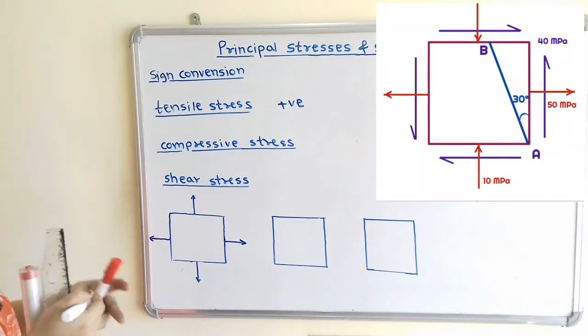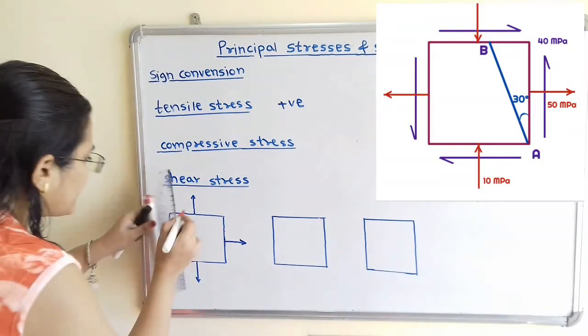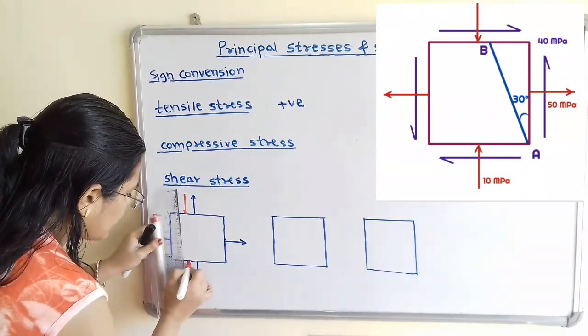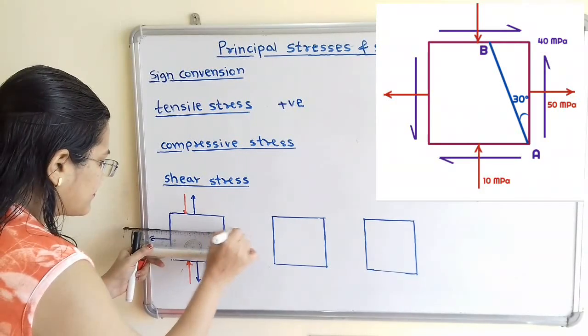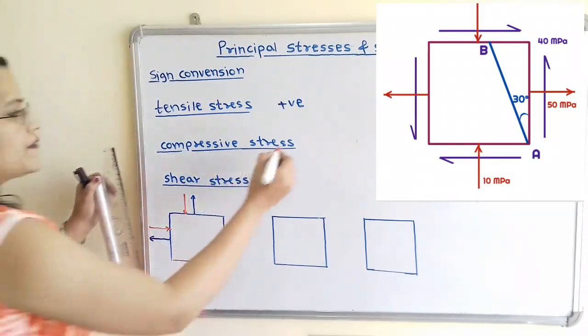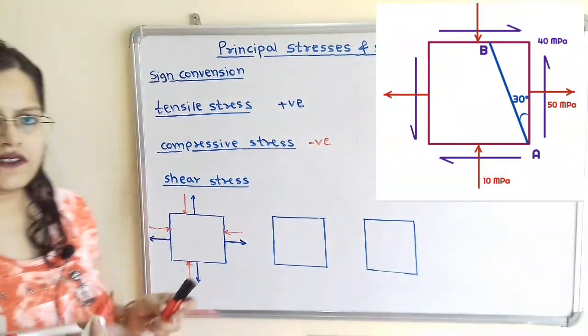Now we will move to the compressive stress. We will show the compressive stress with the arrow towards the body. For compressive stress, we will use the negative sign. Now we will move to the shear stress.